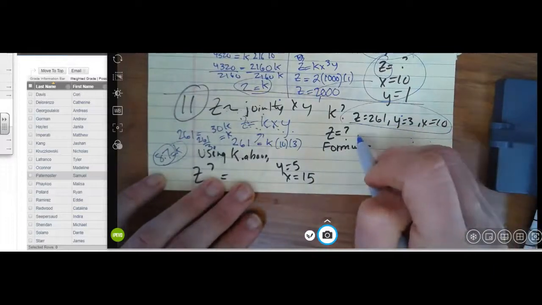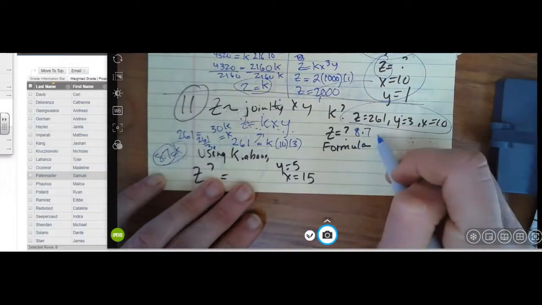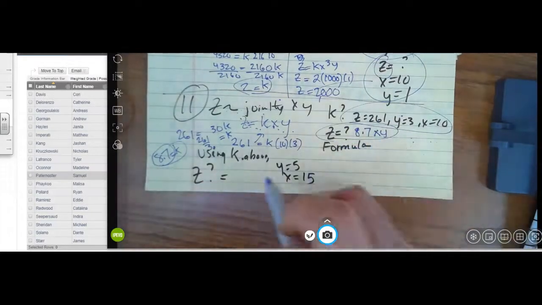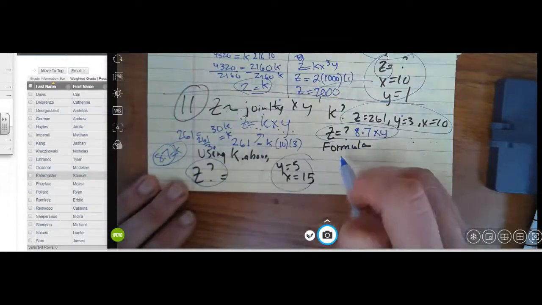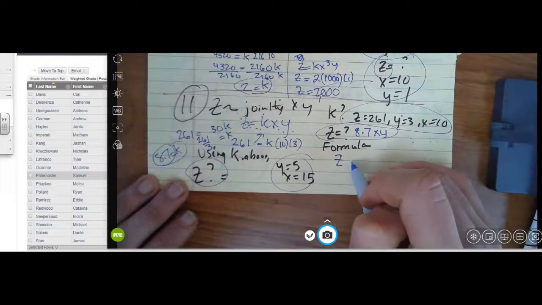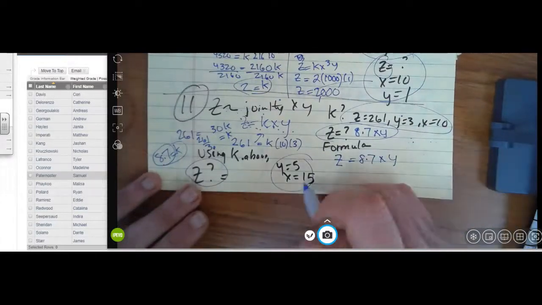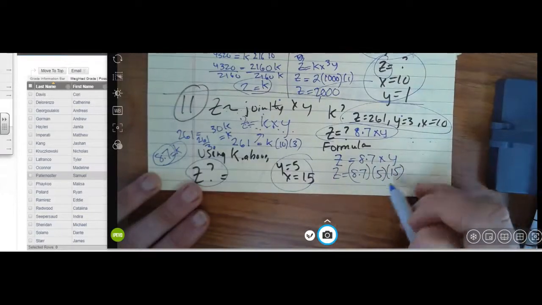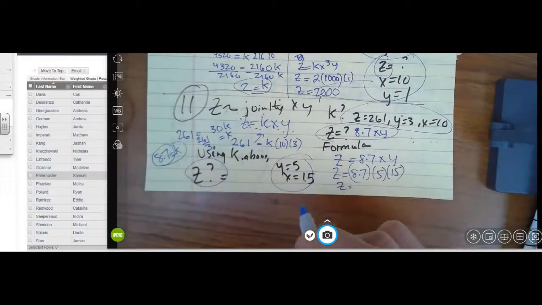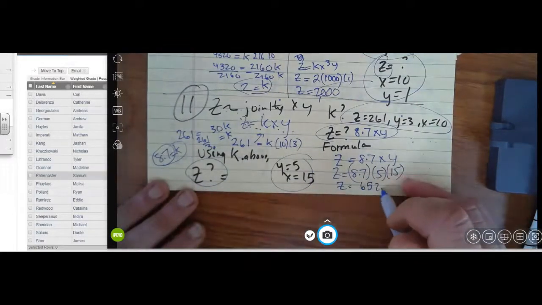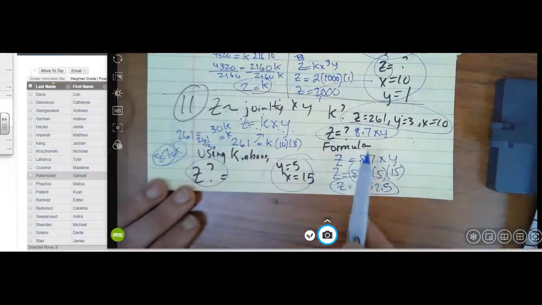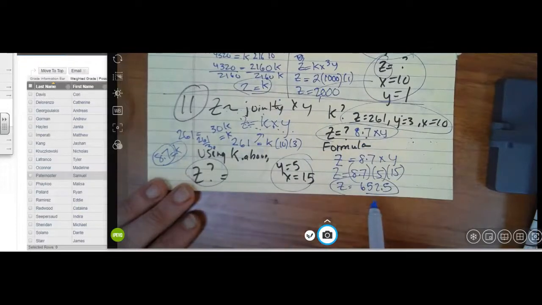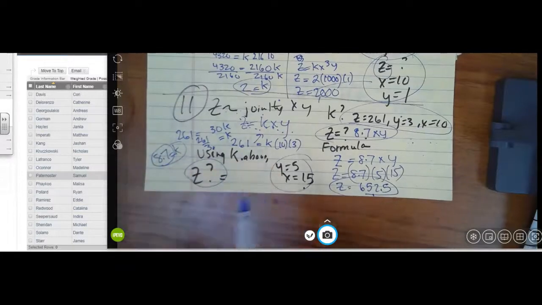So therefore our equation is z equals 8.7xy. So that's our equation right there. It's our formula, but then they want to use that k to solve for z using these numbers. So you rewrite the formula with your new z. z is equal to 8.7xy, and then you put in your x and your y. So z equals 8.7 times 5 times 15, and you get z equals 652.5. So that was a two-part question. One was just to solve for k, writing out the formula correctly, and then the second part was to use that formula to be able to find a new z given a new x and y value.